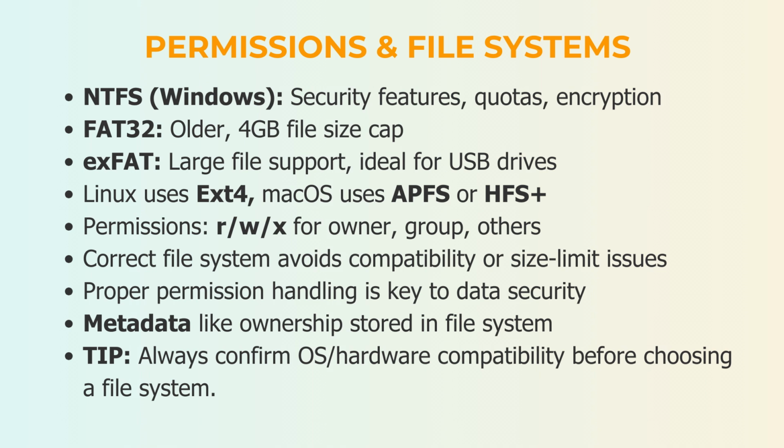Selecting an appropriate file system and configuring permissions effectively underpins reliability and security. In Windows, NTFS is the default, supporting encryption, disk quotas, and detailed ACLs. FAT32 remains common on older devices or simple use cases, but enforces a 4 GB file size cap. exFAT removes that cap, making it suitable for removable media. Linux typically uses ext4, known for stability and performance, while macOS employs APFS or HFS+, depending on the system's age.